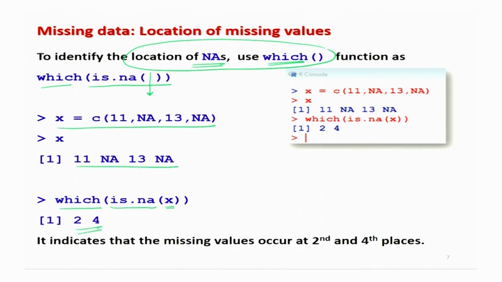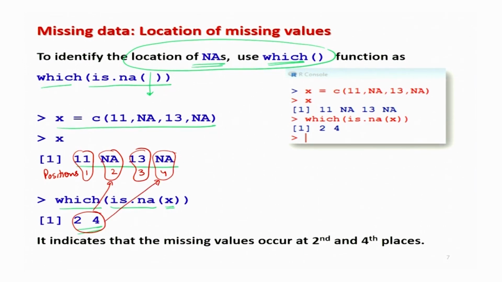What does this 2 4 mean? If you look at this data vector, there are 4 values and their positions are 1, 2, 3 and 4. 1 is for 11, 2 is for NA, 13 has position 3 and NA has position 4. So, this 2 and 4 are the positions of NA in the data vector. I can say that the values at the second and fourth place in the data vector x are missing.